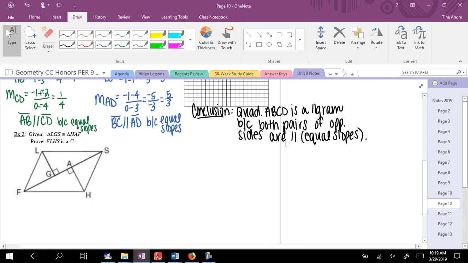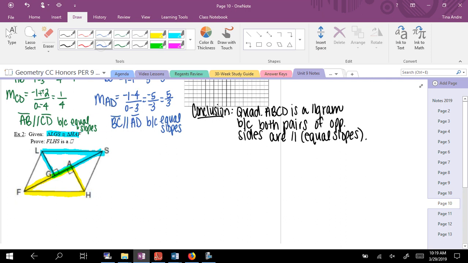So in this picture, we have two triangles that are congruent. So right away, I know a lot of information about those two triangles. I know all their corresponding parts have to be congruent. So I have LGS and I have HAF, so these two triangles. So those two triangles are congruent.